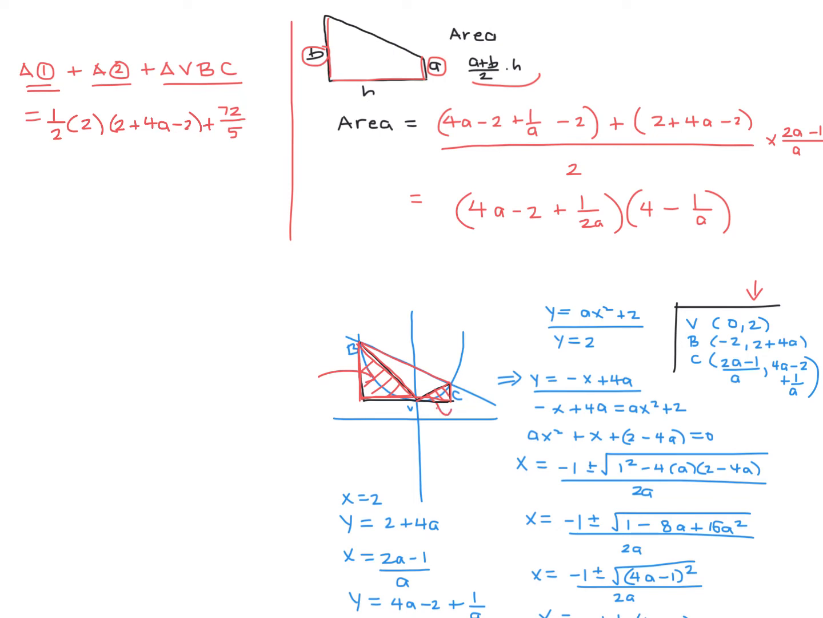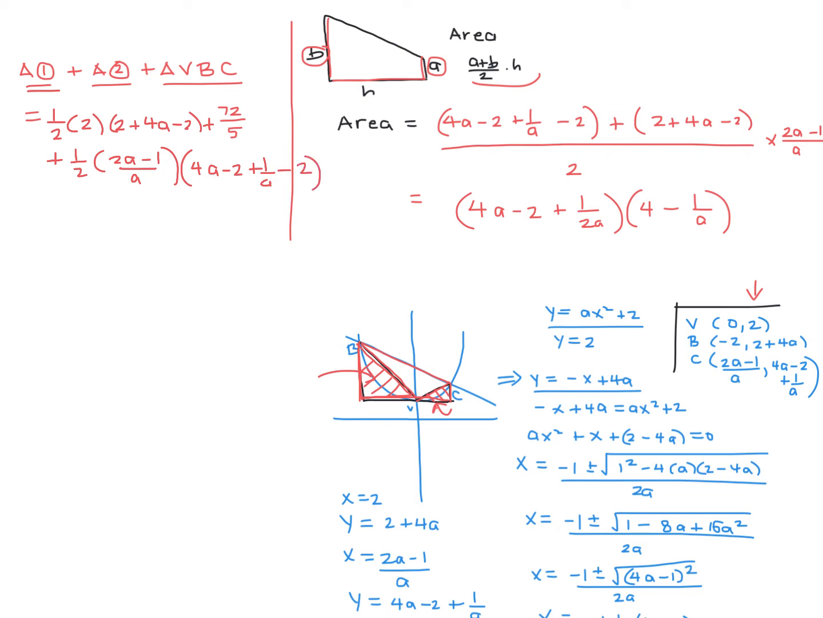And then this smaller one, that's going to be 1/2 base times height. That base is 2a minus 1 over a. And then the height would be basically subtracting the y coordinates, so it would be 4a minus 2 plus 1 over a, and then minus 2.